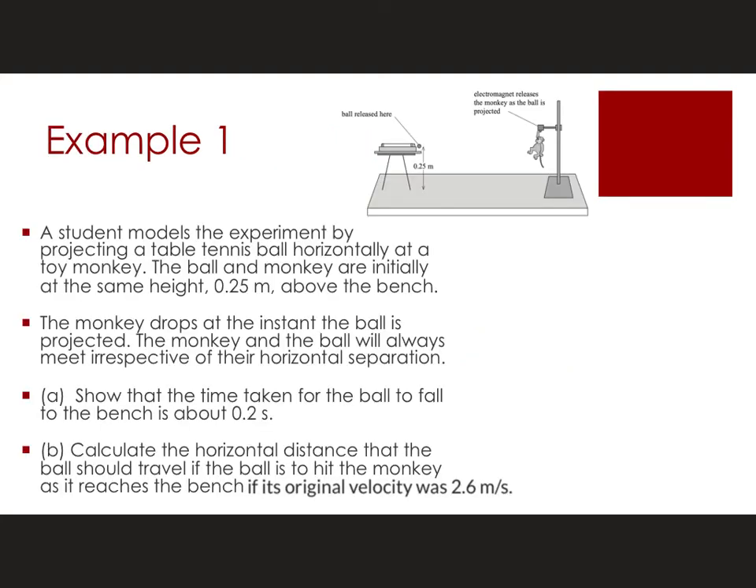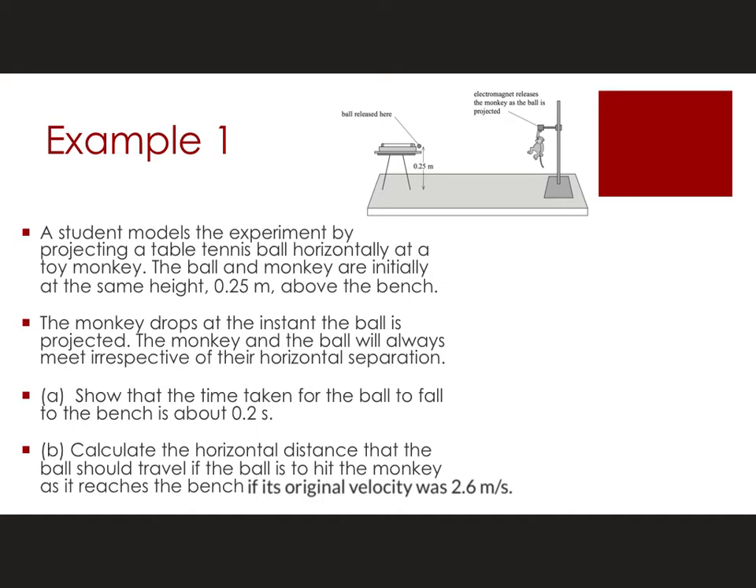So let's go through some examples here. Let's call this a thought experiment. So we don't actually have a hunter and a monkey, but it is a fairly common example. I have on the left a ball that's going to be released here. It's going to be shot out of our little cannon towards our little toy monkey, not a real monkey.